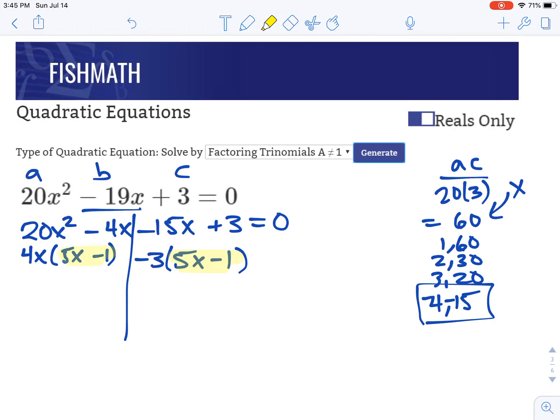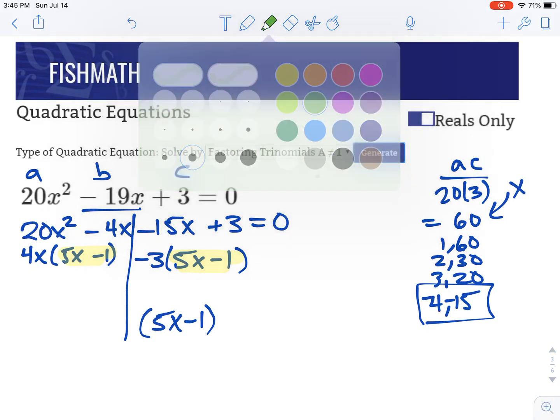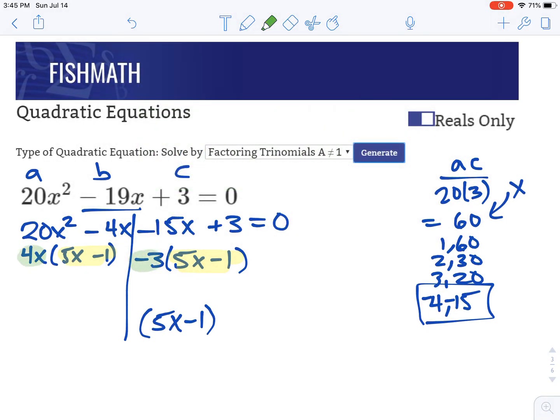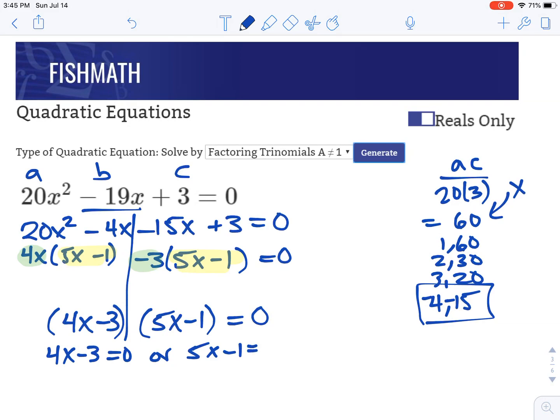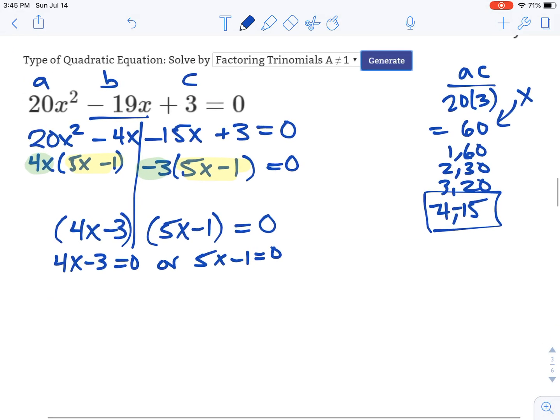Now they match. And now we're happy because 5x minus 1 would be one of the factors, and the other factor is just the other piece there, the 4x minus 3. That's the other factor. And then that still equals 0. And then we use our zero product property, set each one equal to 0, because one of them has to be 0 if their product is 0. And we just solve each one.